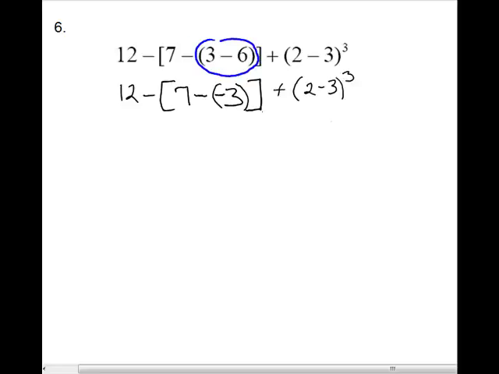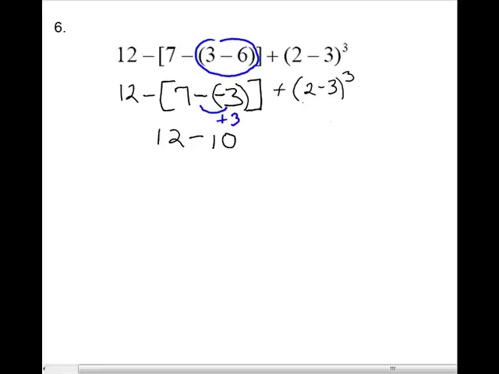Now we're going to finish up in the bracket, and we have 7 minus a negative 3. This minus a negative will go ahead and clean up and make a plus. 7 plus 3 will give us 10. That's the answer on the inside of the bracket. Check around the bracket. There is no exponent, so we're good there. Nothing right out in front, so we are okay to take that off.